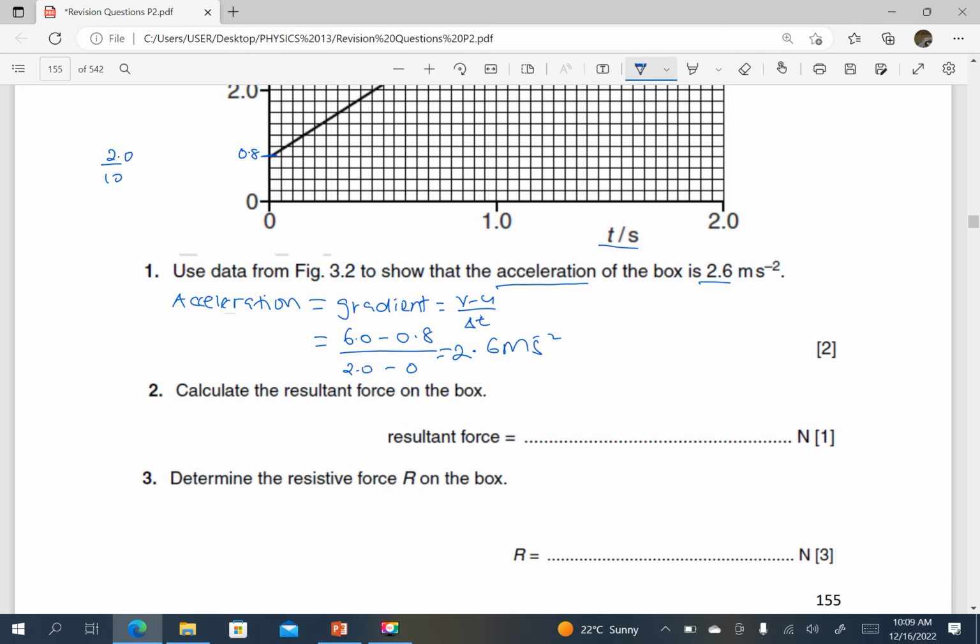Calculate the resultant force on the box. We know that the resultant force F is equal to mass times acceleration. The mass they gave us was 65, so this is 65 times the acceleration, which you have got as 2.6. From my calculator, this gives me 169.